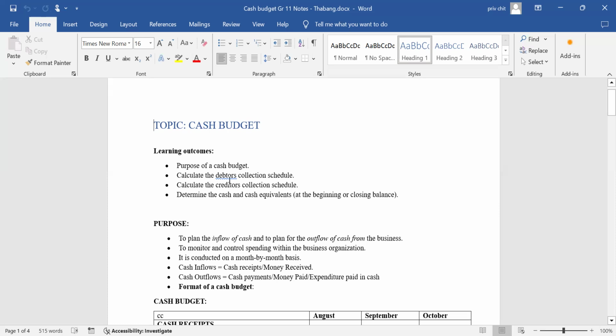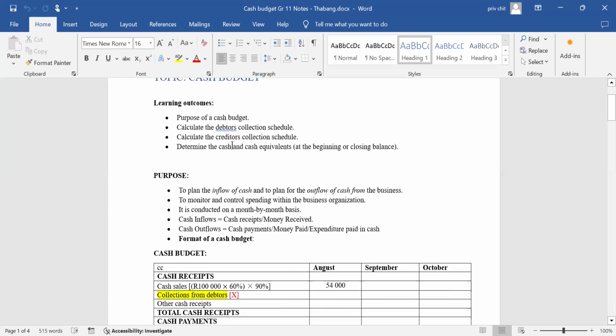Then, in the cash budget, at the end of the day, we want to determine the cash balance, to say, okay, how much money do we have for this particular month after we have determined what we have received from our customers and what we have spent as a business, what is left at the end of the month. That's what we refer to as cash and cash equivalents. So the balance can be the one at the beginning, and then you also have a balance at the very end of that month. All right, so it's very important to be able to do that calculation.